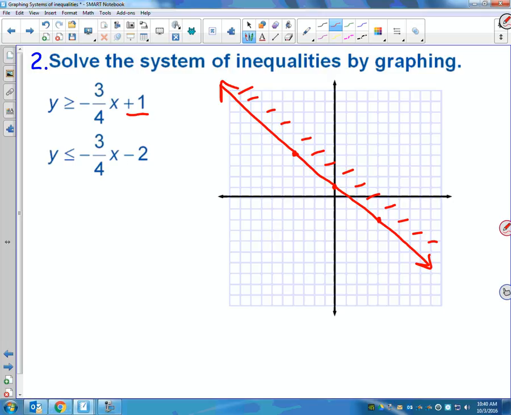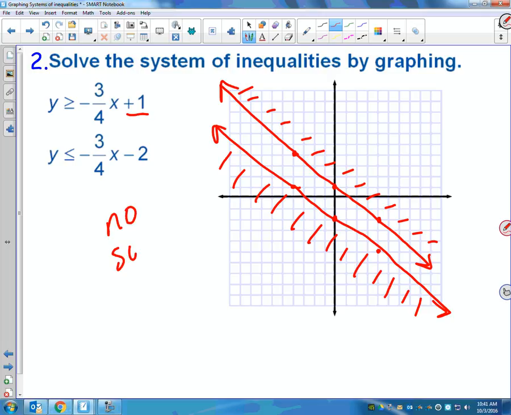And then this one has a y-intercept of negative 2, and it's the same slope. So hopefully we remember that same slope lines are parallel. So this should be a parallel line. I could go down 3 over 4, or I could go up 3 and back 4. Also a solid line. That's not a very straight line, but that's okay. And since this one is less than, which way are you shading? So where do the shadings overlap? They don't overlap. So if they never overlap, the answer here is no solution.